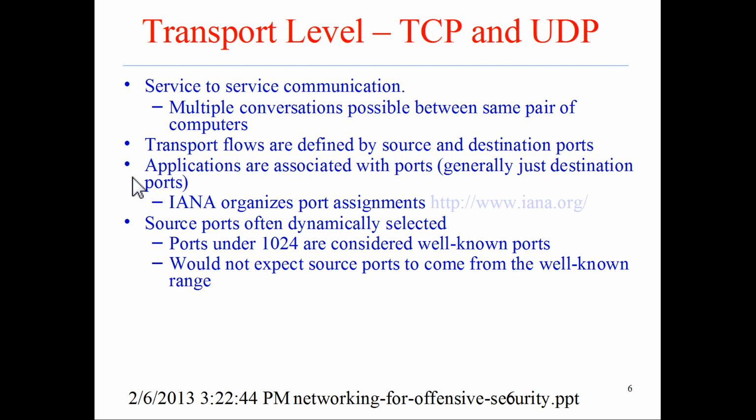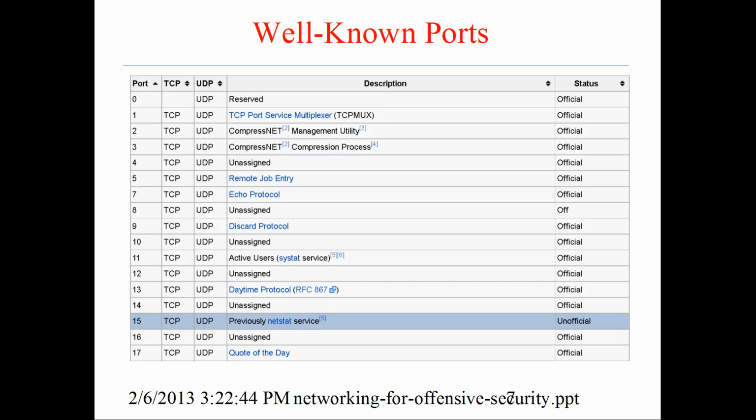But the transport layer is more concerned with not communicating host to host, but service to service. So it's concerned not with IP address to IP address, MAC address to MAC address, but instead source port to destination port. And so transport flows are defined by port-to-port communication. Applications are usually associated with a port. There's a list of well-known ports you can find on Wikipedia and other sites for services that were established very early on and designated a port that was basically standardized.